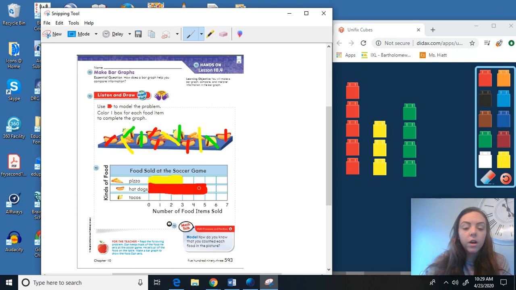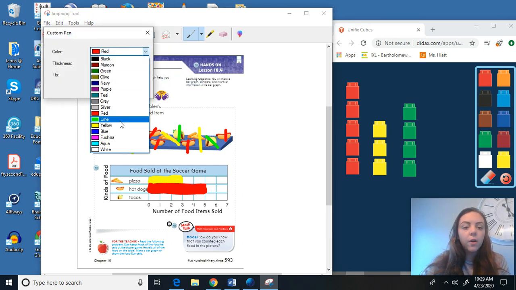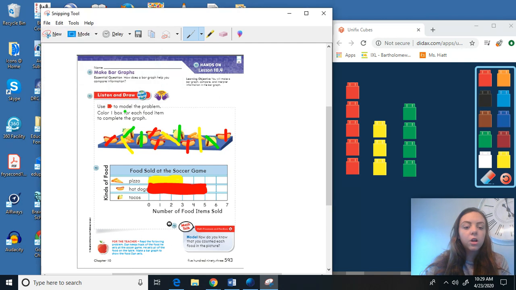Okay, and there's that graph right there. All right, now for our last one for tacos, we used green. So let's go ahead and go to green. And you can go ahead and think about how many tacos am I going to color in. Think about it for me for just a second.